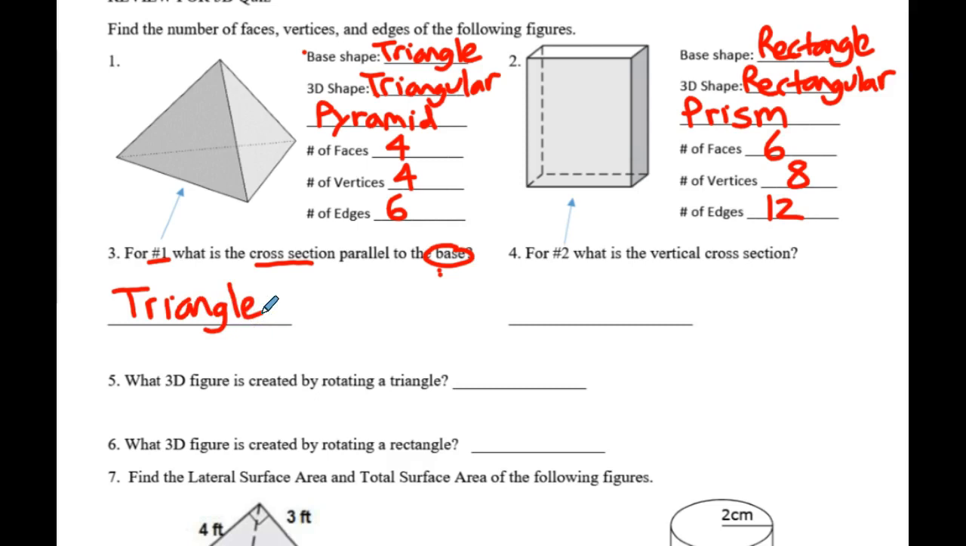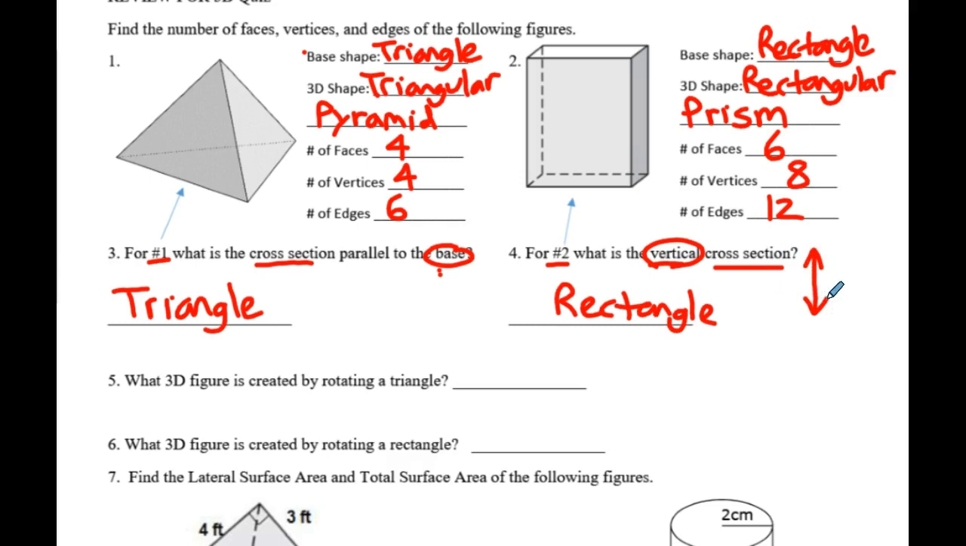Number 4, this is asking for number 2, looking at this picture up here, what's the vertical cross section? Vertical cross section. So straight up and down, I see a rectangle. Again, vertical means straight up and down, right? So we saw a rectangle up and down.